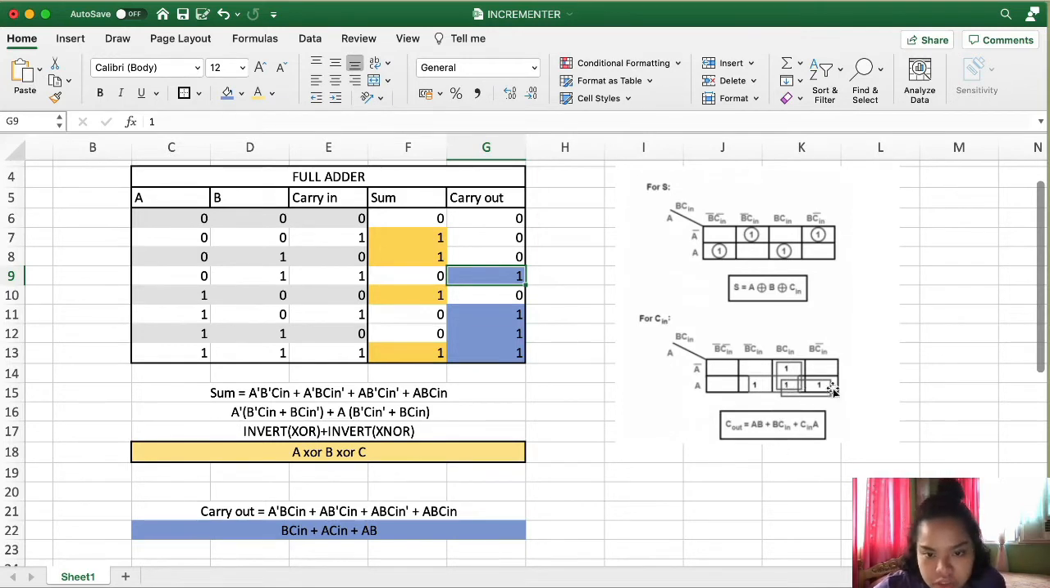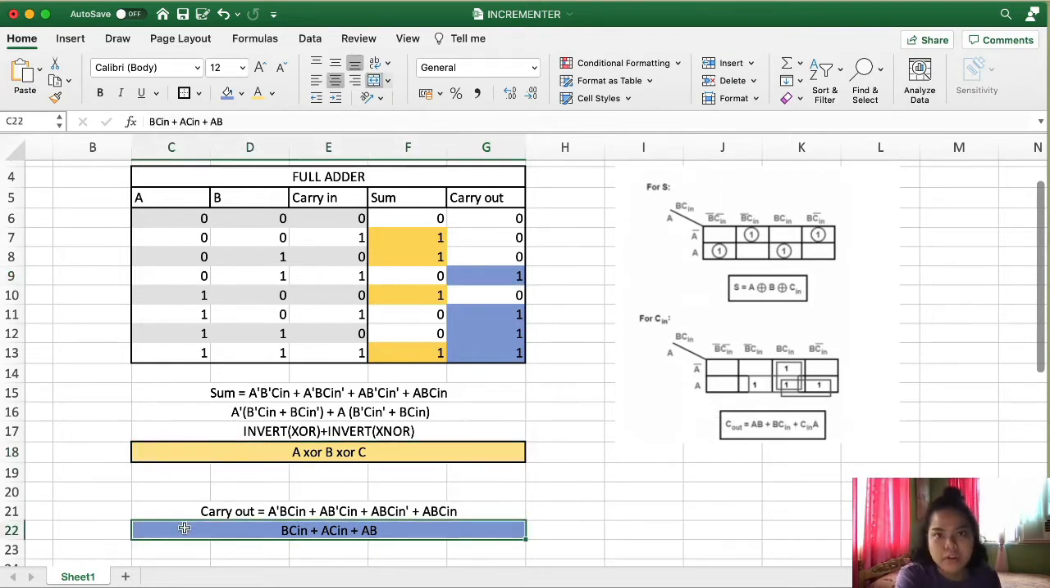And then lastly, for this group, since it only stayed in a single row, it will definitely have A in its minterm. And then for its column, we can see that the unchanged literal is still B, and C was able to change from 1 to 0, so it will be A ANDed with B. So for our carry out sum of products, this is what we have.